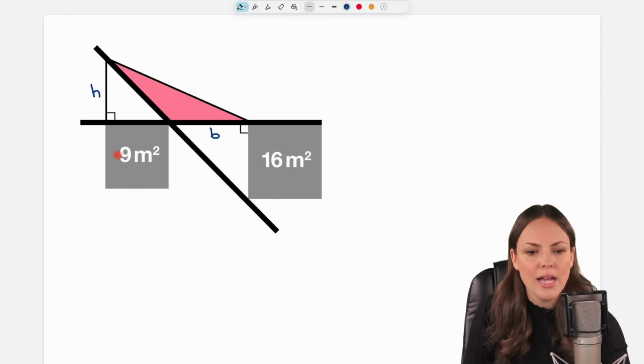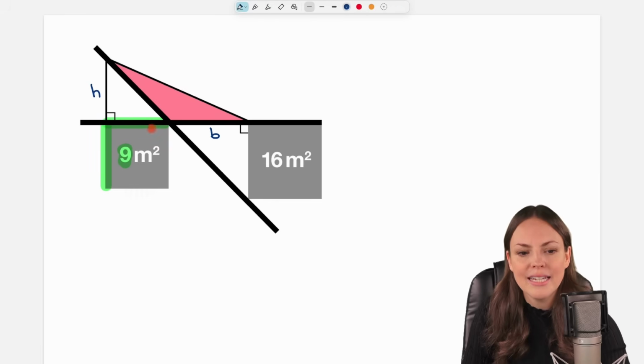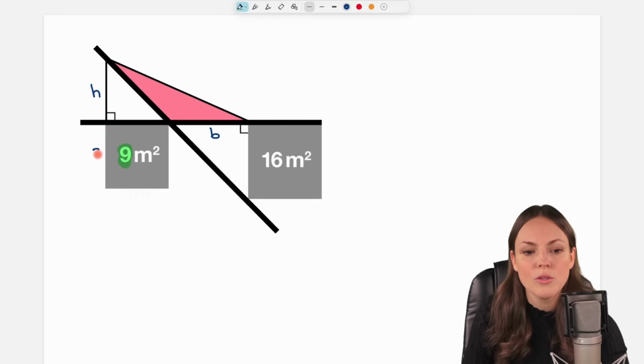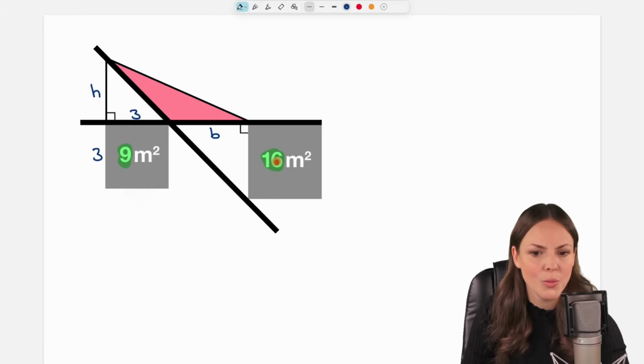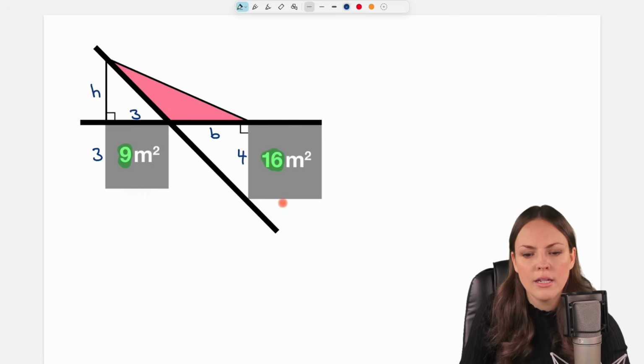We haven't used our gray squares yet. Let's take a look at this one here first. If the area of my square is 9 and the side of a square has the same length here and here, then the length of my side has to be 3, so that I have 3 times 3, which is 9 for my area. And the same thing here, if the area of my square is 16, then my sides have to be of length 4, so that I have 4 times 4, that equals 16.